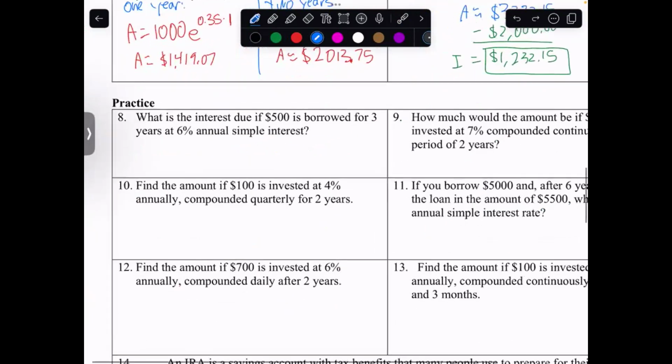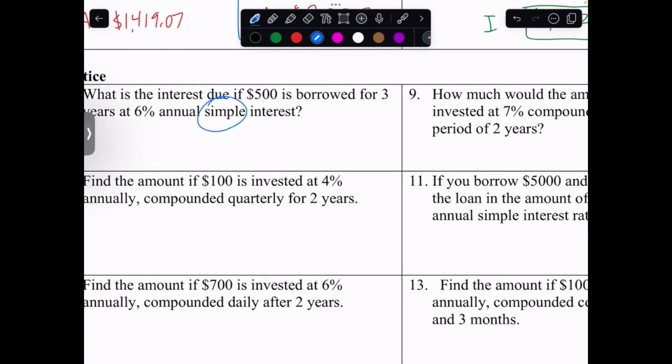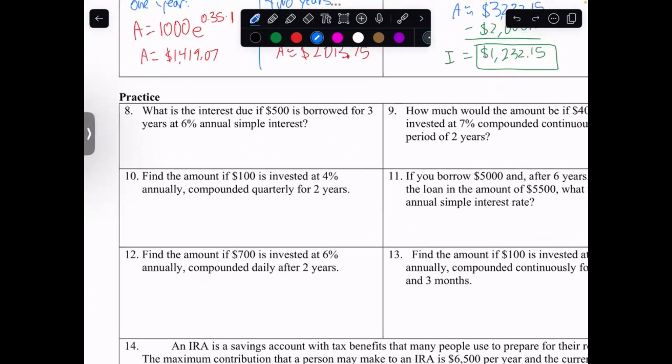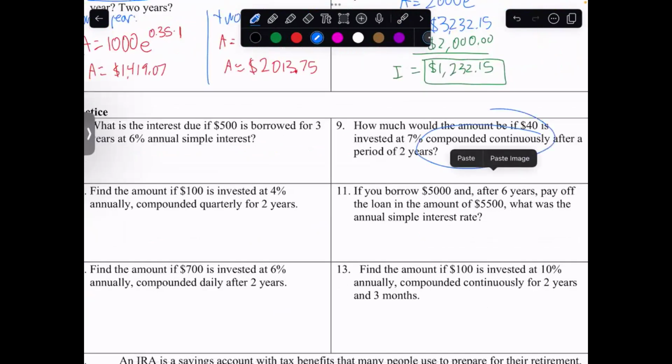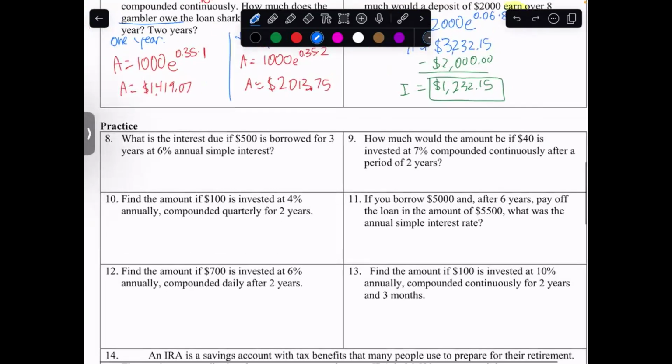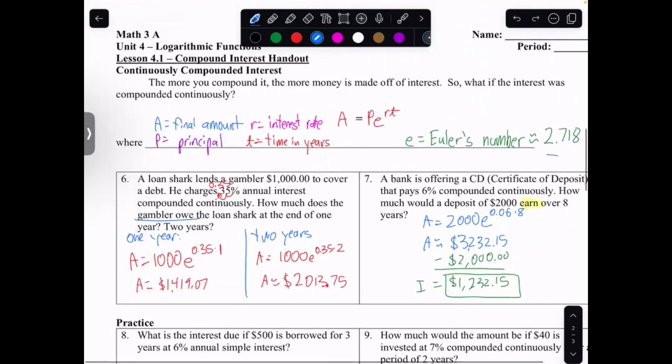Simple means the I equals PRT. Compounded continuously is the PERT. Anything else is the P(1 plus whatever). Get the two formulas from the front page. So go and take a minute and try the mixed practice below, please.